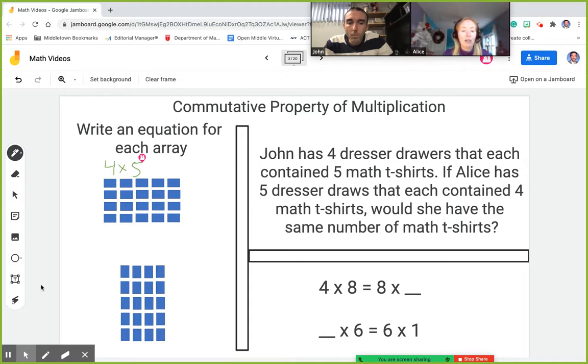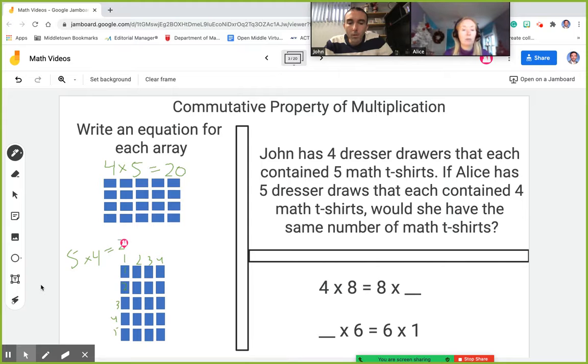The array on the bottom, you can see now I've got 5 rows and 4 columns. So this one is going to be 5 times 4. And this just again illustrates how multiplication is commutative, because either way I have basically 20 objects in the array, because 4 times 5 is 20 and 5 times 4 is 20.